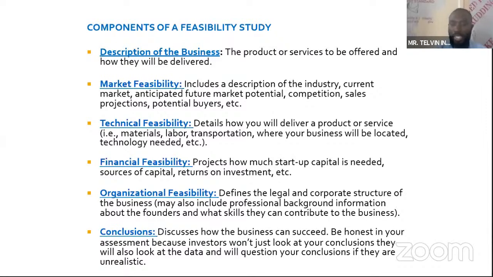Then financial feasibility. Remember, we talked about the money you need to start your business, and the one that will keep it running until it is established. So you need to project how much startup capital is needed. The source of capital: where are you getting it from? Is it from your savings? Is it from loans that you are going to take? Is it a soft loan from your family? So you need to know the source of capital, and also returns on investment.